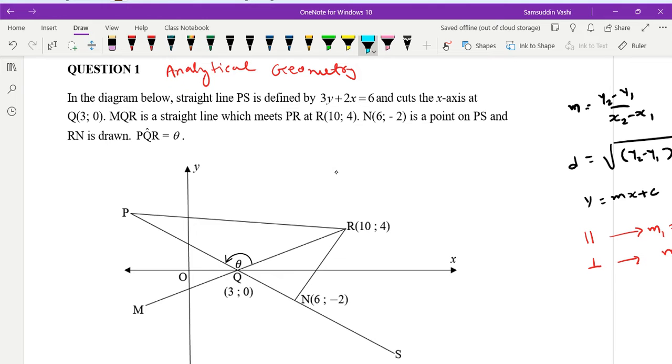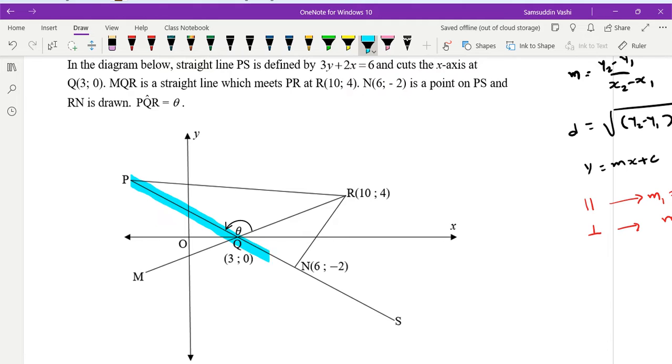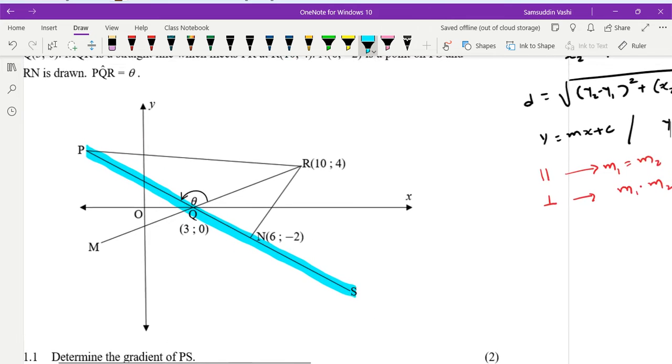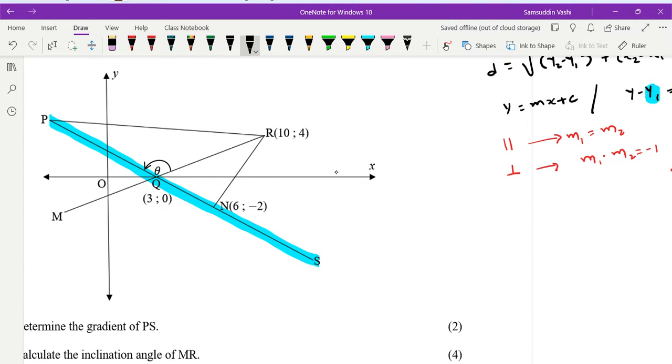In this diagram below, the line PS. So I must check where that PS is. Okay, there is that PS. Is defined by 3y plus 2x equals 6. Okay, I don't want any equation like this one. I'll convert it into the y form. 3y plus 2x equals 6. So first 2x, we'll take to the other side. So I'll write negative 2x first plus 6 as it is. And then I will say 3y. Okay, I need y equals. So I will divide by 3 everywhere.